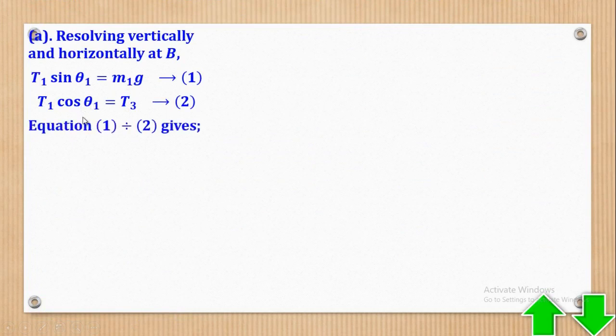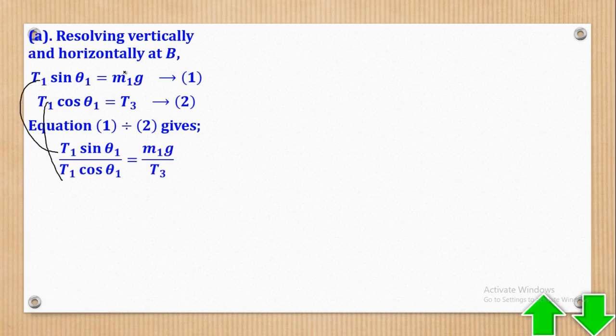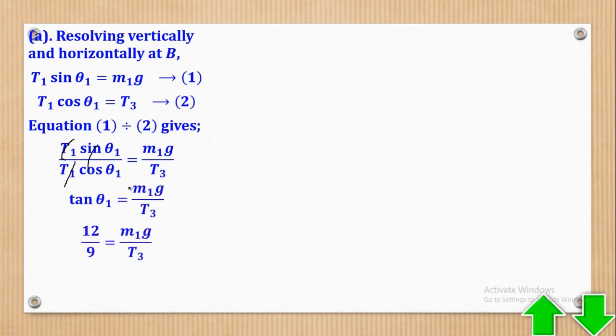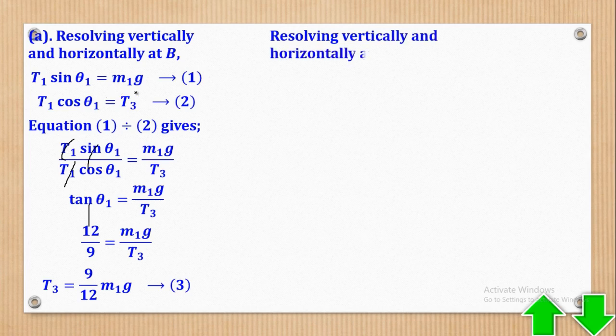So next we shall divide the two equations. This T1 cancels, and this gives you tan θ1. I already know that tan θ1 is equal to 12 over 9. Therefore, T3 will be equal to 9 over 12 M1g. So that has been at point B. What about at point C? We also have to resolve vertically and horizontally.